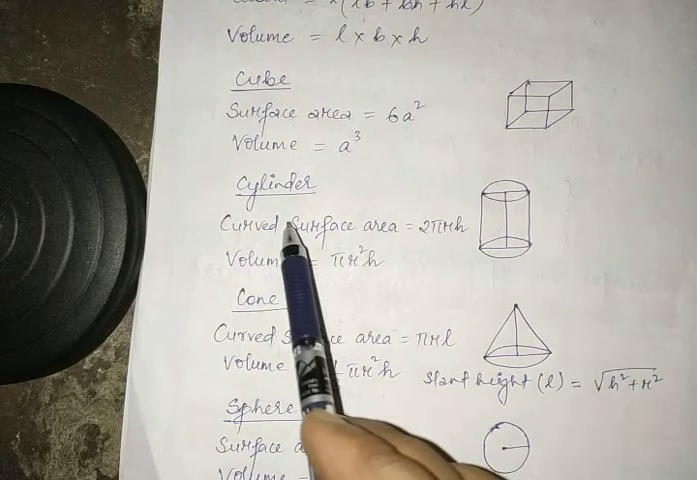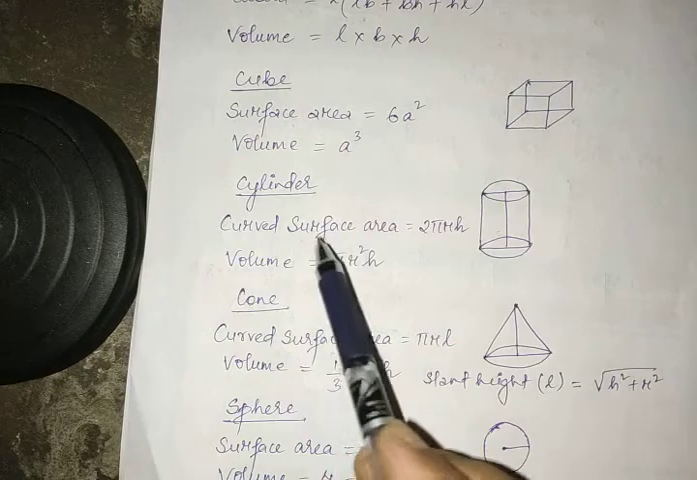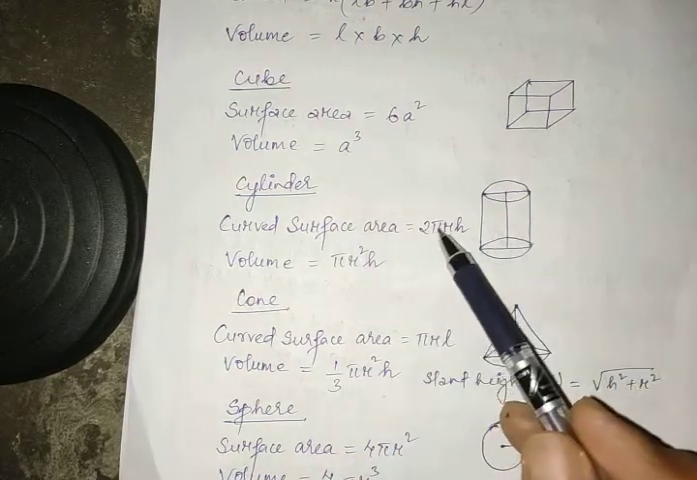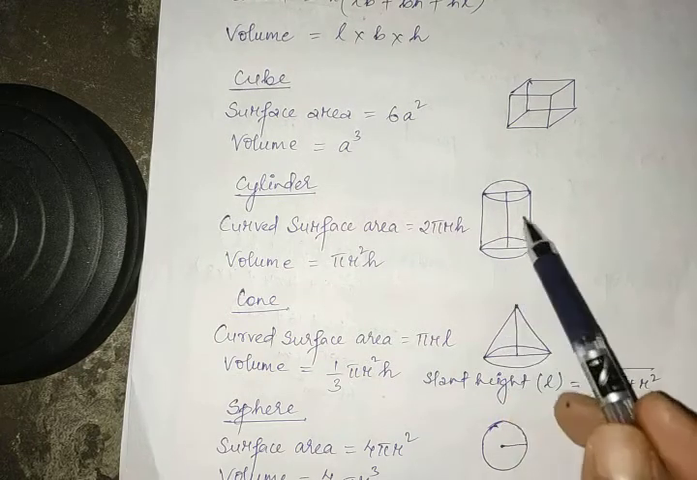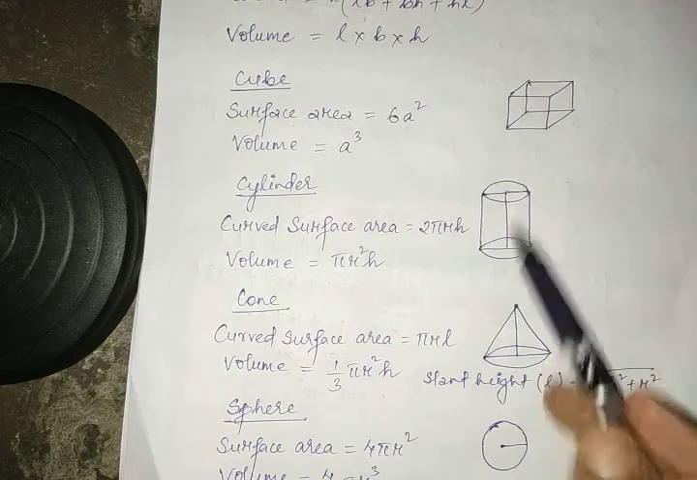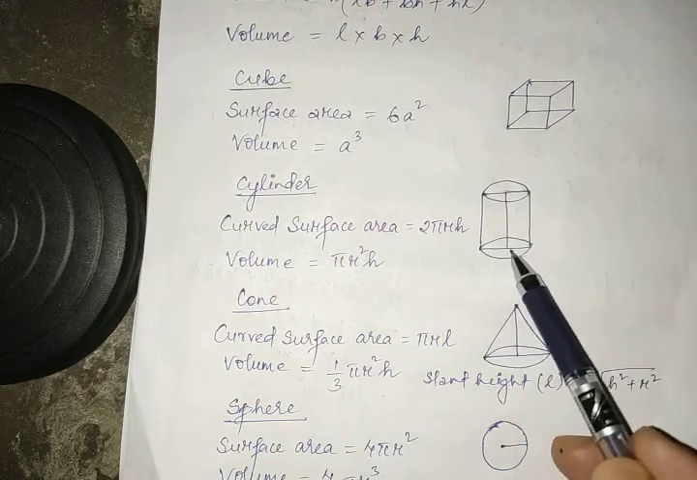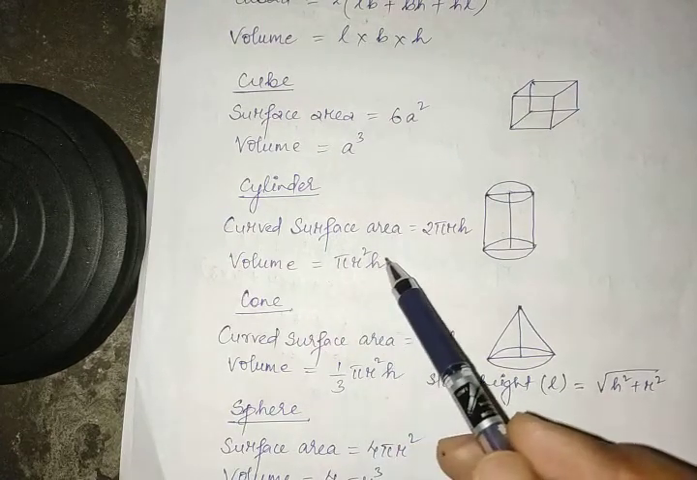Next is the cylinder. As you can see, this is a cylinder. The formula for the curved surface area, this curved part, is 2 pi r h. This r is the radius of the cylinder and this is the height of the cylinder. Next is volume. Volume of a cylinder is pi r square h.